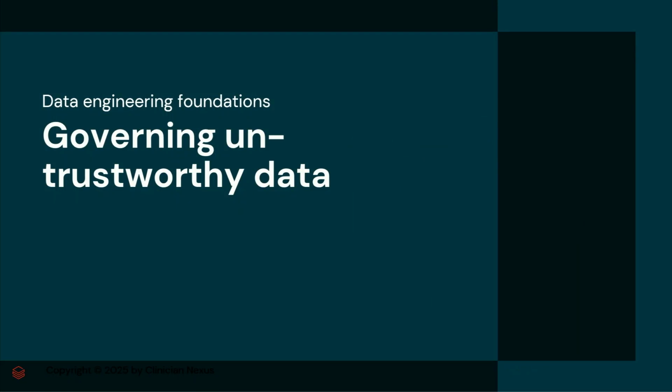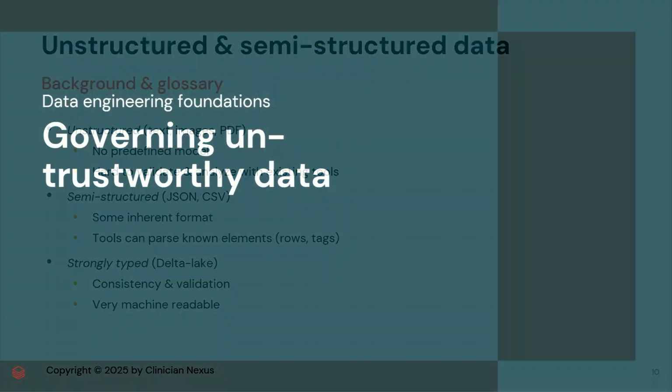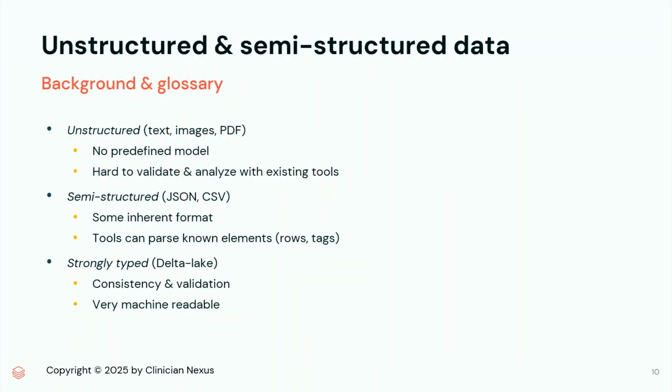So before I get into the architecture, I need to cover some of the foundational theory behind it. If you've taken a data engineering class, you've heard of unstructured and semi-structured data. Unstructured is your text, your images, your PDFs, things that you can't read into a data frame. Semi-structured is JSON, CSV, something that has some inherent format but is not consistent. And at the other end of the spectrum, you have strongly typed systems like Delta Lake or most other database management systems. I mentioned before that most of our file ingestions are based off of Microsoft Excel. So you might ask yourself, where does that fall in? In my opinion, it's somewhere between unstructured and semi-structured because it is a very complex proprietary data format.